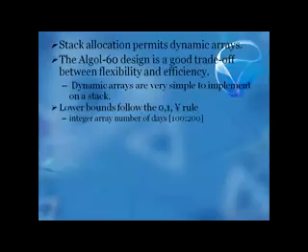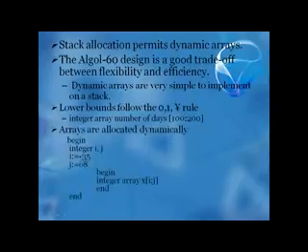Lower bounds follow the 0, 1, infinity rule. Integer array number of days 0 to 200. This is an example for that. Arrays are allocated dynamically. Here you can see an example for that.